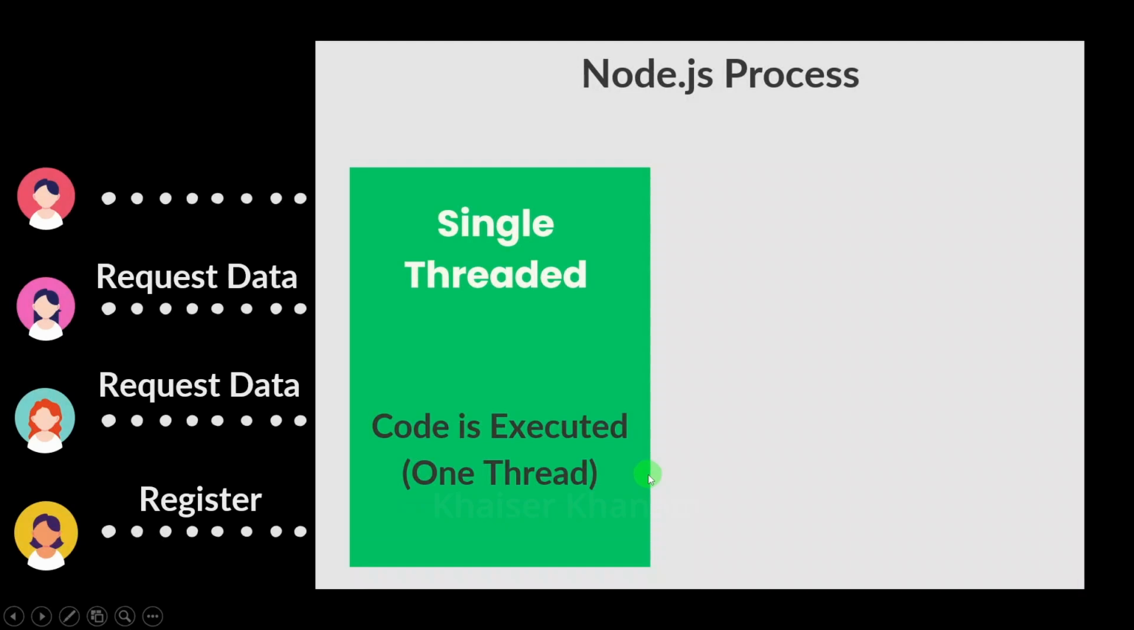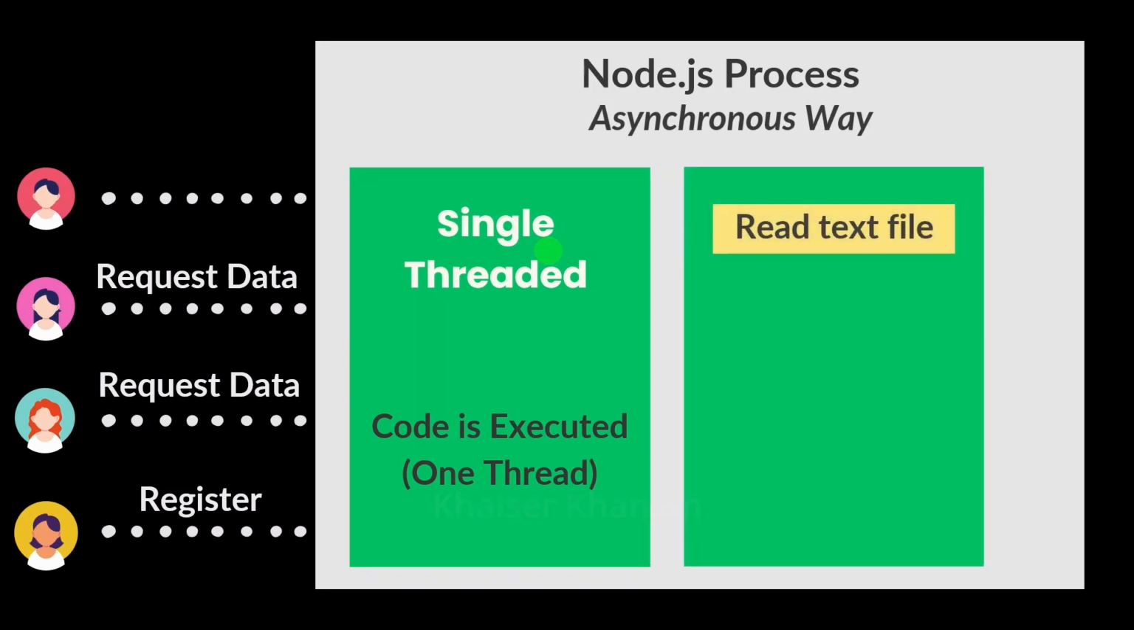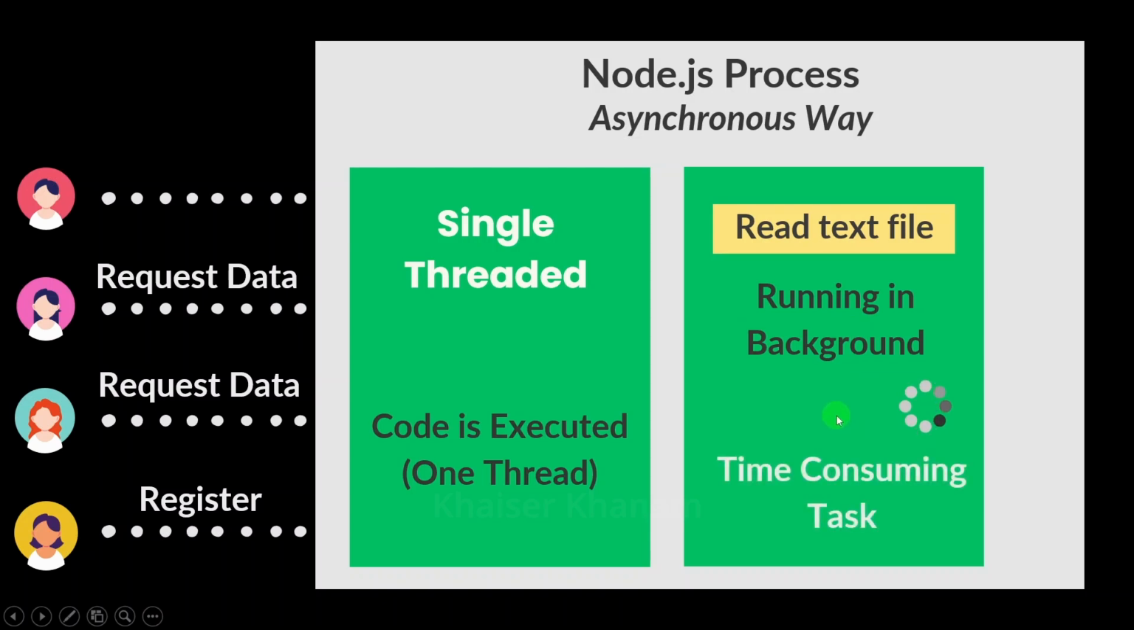So now let us understand this Node.js process. Here we have our single thread, and this is nothing but our asynchronous way. So inside this, when a user is trying to read the file, and if the file is larger in size and we have written it in an asynchronous way, then what happens? In the background, it will be running our code. And definitely this will be a time consuming task. It will take some time to read all the contents of the file.